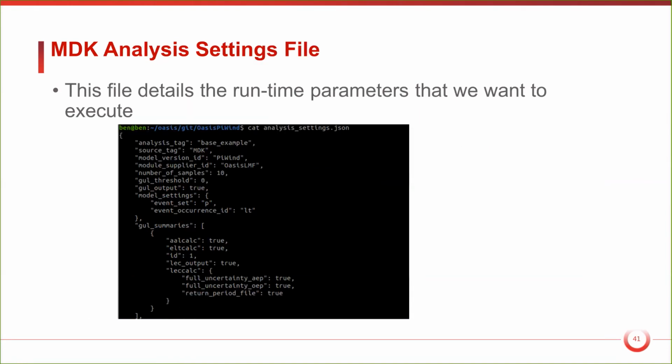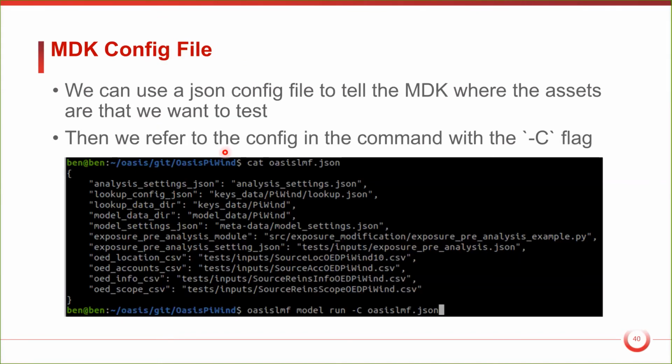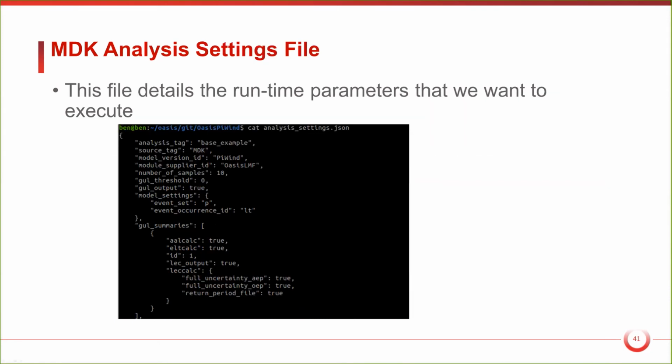The other file that's worth mentioning is what we call the analysis settings file, which should be referred to inside our config file. So you see there, I can tell it which analysis settings file I want to run. And the analysis settings file tells the execution itself what to do. So we say how many samples we want to run in the Monte Carlo simulation. We've got the different types of outputs we want to run in this particular example. So for ground up losses, we want average annual losses, event loss tables, and loss exceedance curves, different types there.